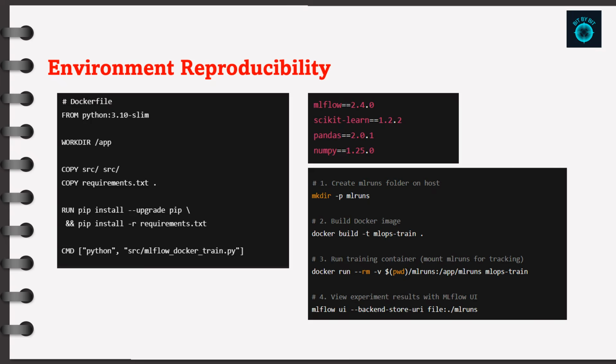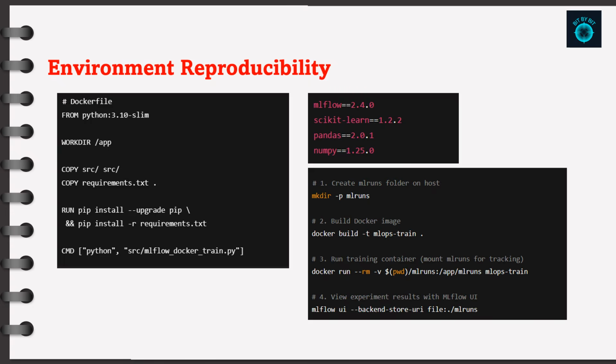Let's unpack that. The -v flag mounts a volume. It connects the ML runs folder from your host into the container's /app/ml runs path. That way, when MLflow logs data during training, those files appear directly in your host system, not just inside the container. The --rm flag tells Docker to clean up the container after it finishes, keeping your workspace tidy. Once the training completes, you'll have a new folder inside ML runs containing your experiment results and model artifacts.